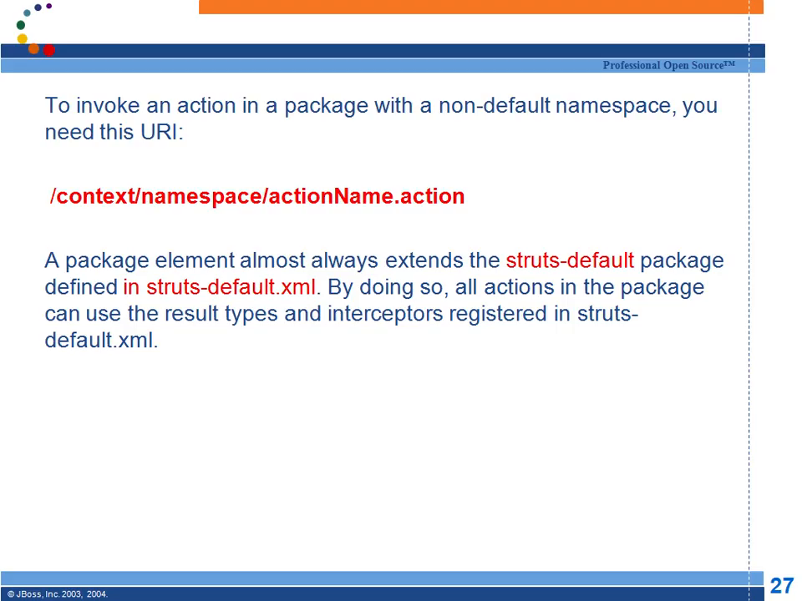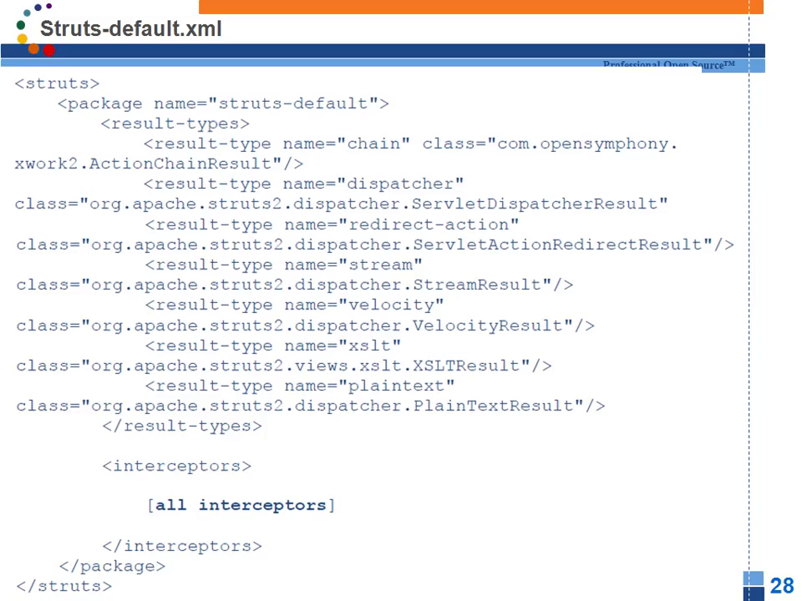A package element almost always extends the struts-default package defined in struts-default.xml. By doing so, all actions in this package can use the result types and interceptors registered inside, right? That's the reason why we are extending it. So this shows that in struts-default.xml, these are all the result types and there are a lot of interceptors.